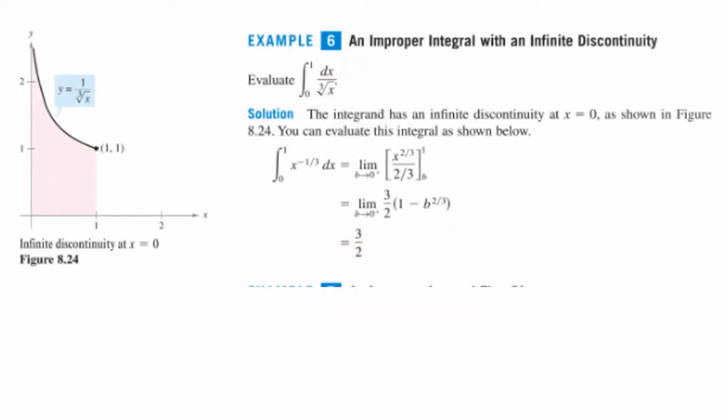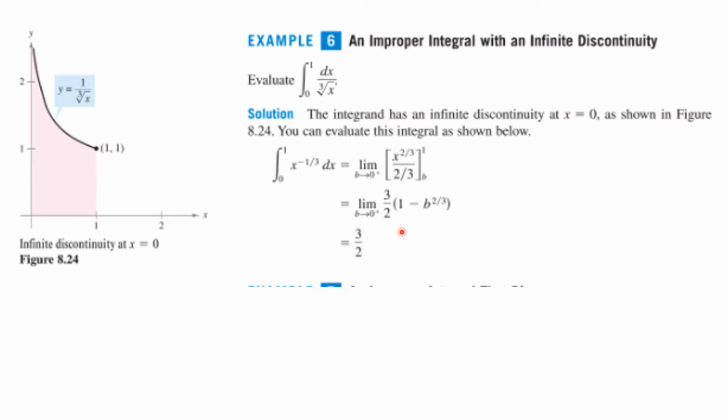Okay, now this function, here's the graph, has an infinite discontinuity at x equals 0. That's the left endpoint. So what you have to do is say the integral from 0 to 1 of x to the minus 1/3 dx is equal to the limit as b tends to 0 from the right. You add 1 to the exponent, divide by the new exponent, you get this, and you put b here because that's replacing the lower limit.